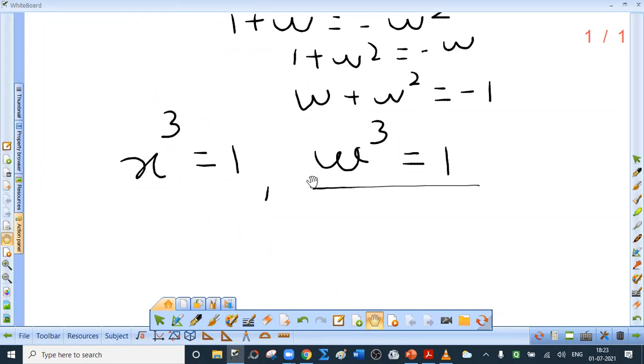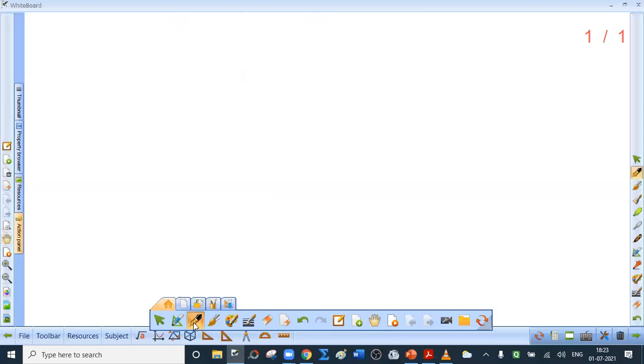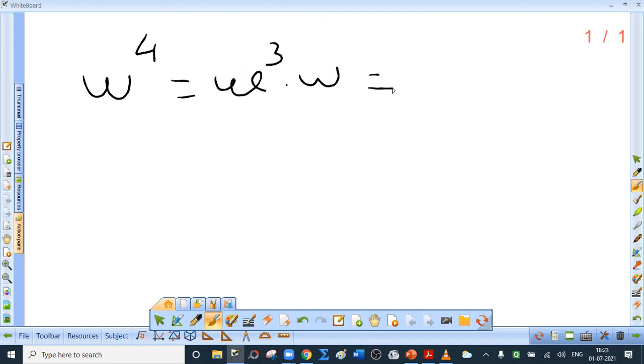So don't worry about that. Okay. Now, what are the integral powers of omega? You have to use common sense. See, omega cube is 1. So if I ask you to find what is omega raised to 4, it is what? It is omega cube into omega. But omega cube is 1. 1 into omega is omega.